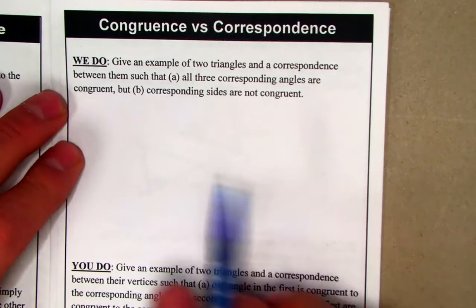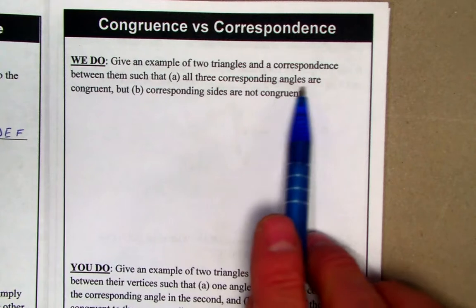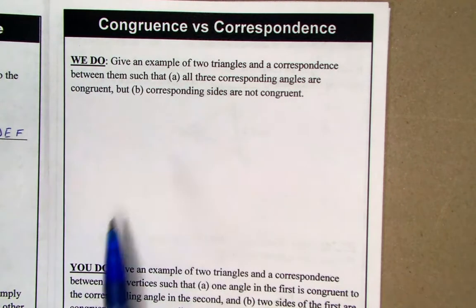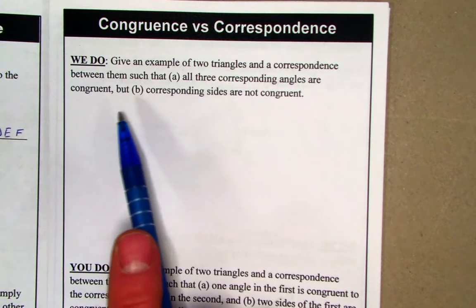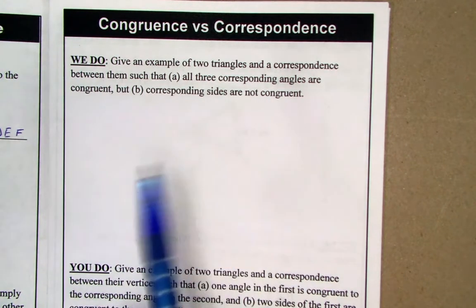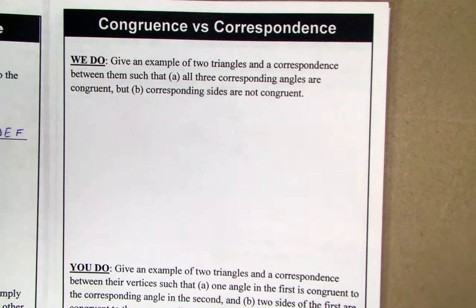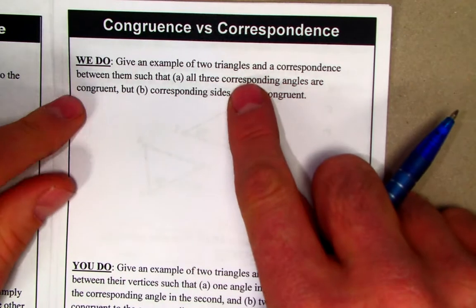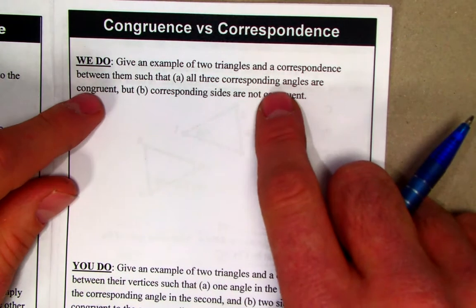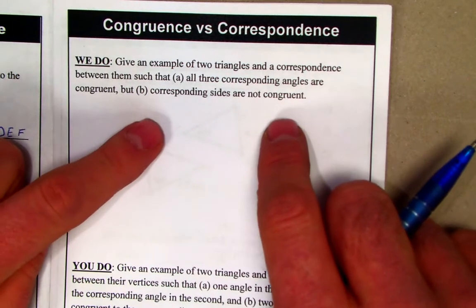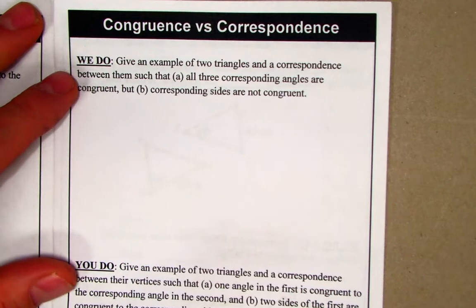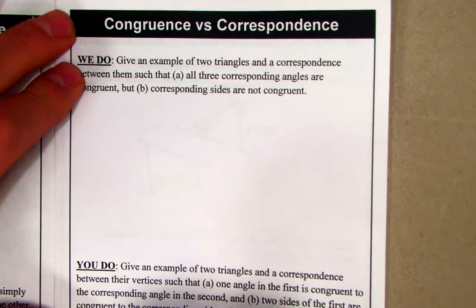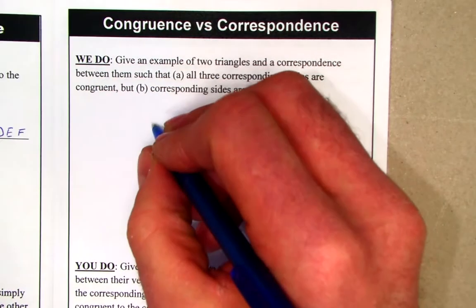All right, so here's an example where it says, give an example of two triangles and a correspondence between them such that A, all three corresponding angles are congruent, but B, corresponding sides are not congruent. So we're just drawing a picture of two triangles where there's a correspondence between congruent angles, but not corresponding sides. The corresponding sides are not congruent. Okay, well, this is simply the idea of kind of what the example is on the other page.